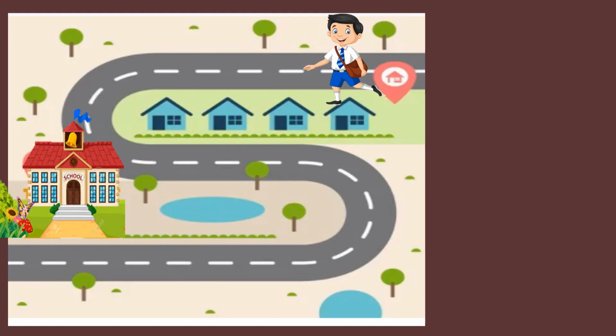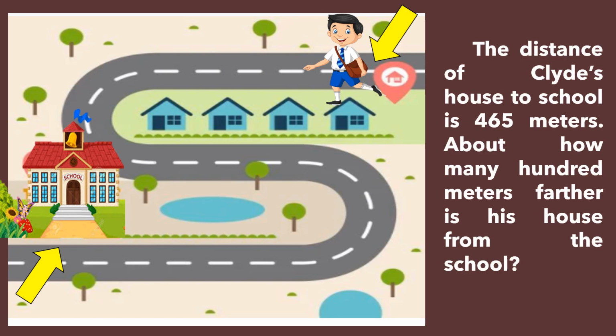Tingnan ang nasa larawan. Ano ang iyong nakikita? Tama, ito ay isang mapa at ang batang ito ay si Clyde. Siya ay pupunta sa kanyang paaralan. Now, the distance of Clyde's house to school is 465 meters. About how many hundred meters farther is his house from the school?